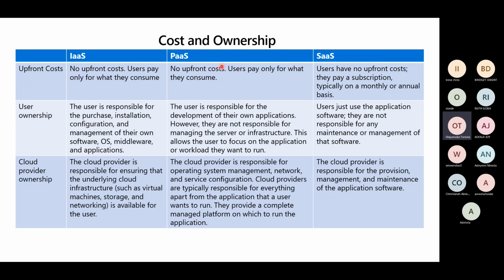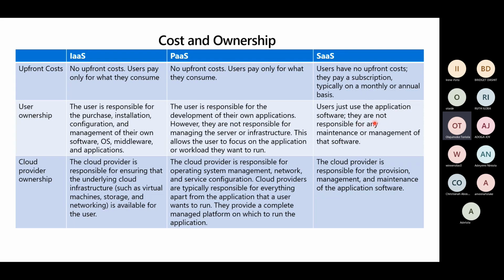Now user ownership. In infrastructure as a service, the user is responsible for the purchase, installation, configuration, and management of their own software. For PaaS, the user is responsible for development of their own application. However, they're not responsible for managing the server or infrastructure. Then for SaaS, users just use the application software. They are not responsible for any maintenance.